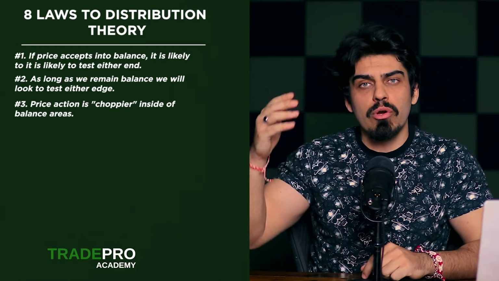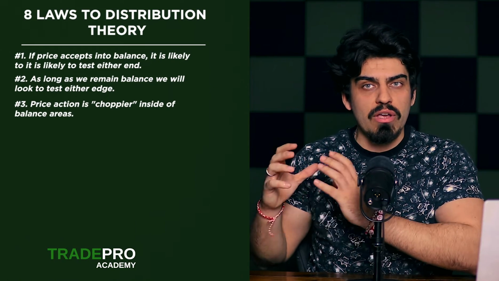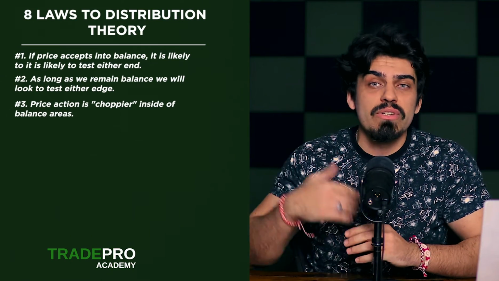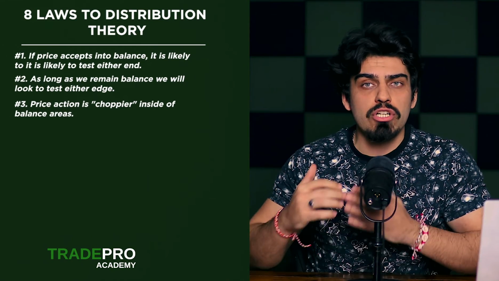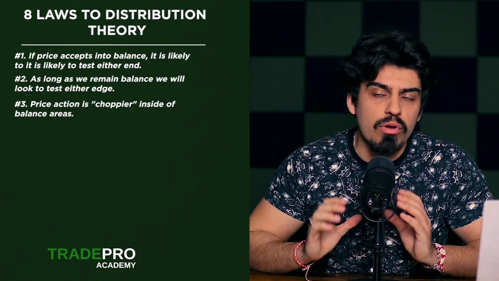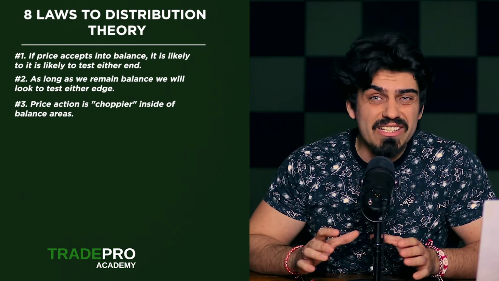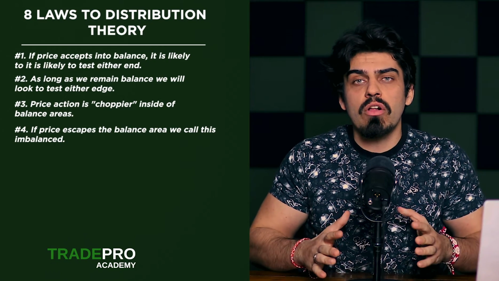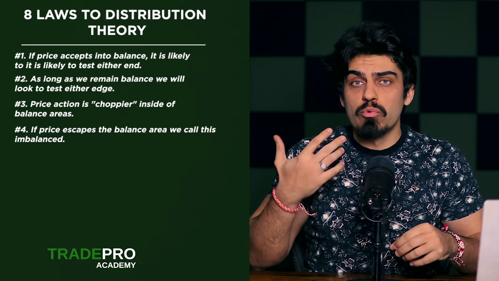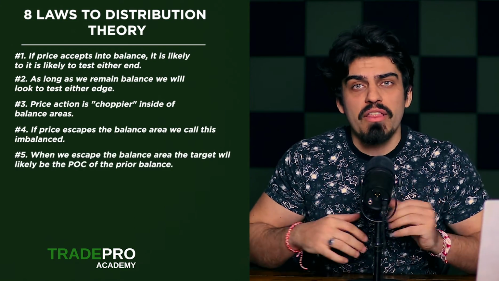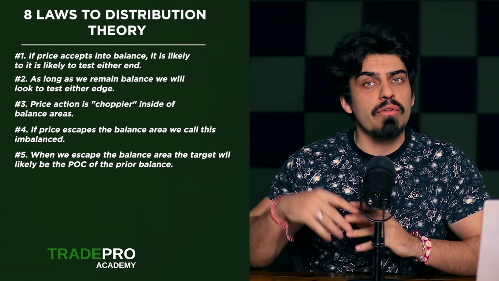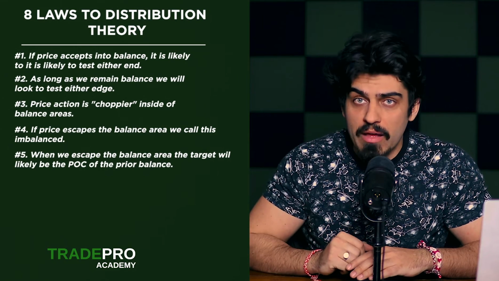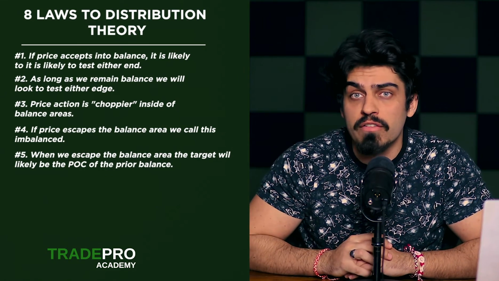Rule number 3, price is choppier, quote unquote, in balanced areas. Choppiness means that we're just going to rotate because there's so much volume created in that area. There's no general trend. There's no imbalance. There's no edge technically until we see those edges. Now, when we remain choppy, the choppiest portion of this is going to be the point of control, the POC, where we do not necessarily want to trade. Rule number 4, if price escapes the balance area, what we call this is imbalance. And then rule number 5, when we escape that balance area, typically the next target is going to be a prior balance, and usually the point of control of that prior balance, because that's where the majority of the volume has been traded.